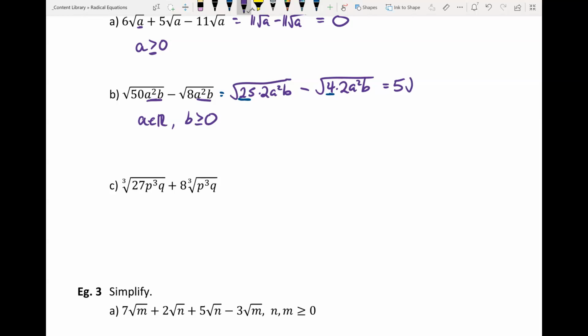This is 5 root 2a squared b minus 2 root 2a squared b. Then we have like terms over here. The root of 2a squared b terms are like terms, so we're just going to do 5 minus 2, and that is 3.